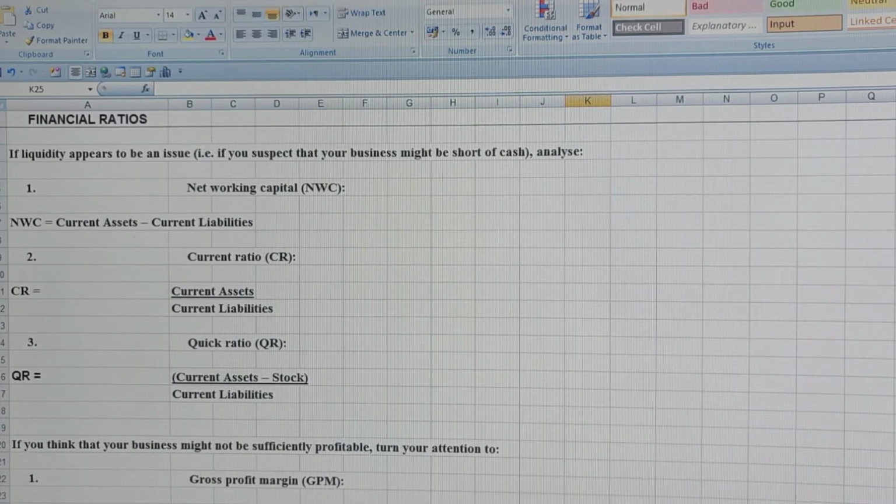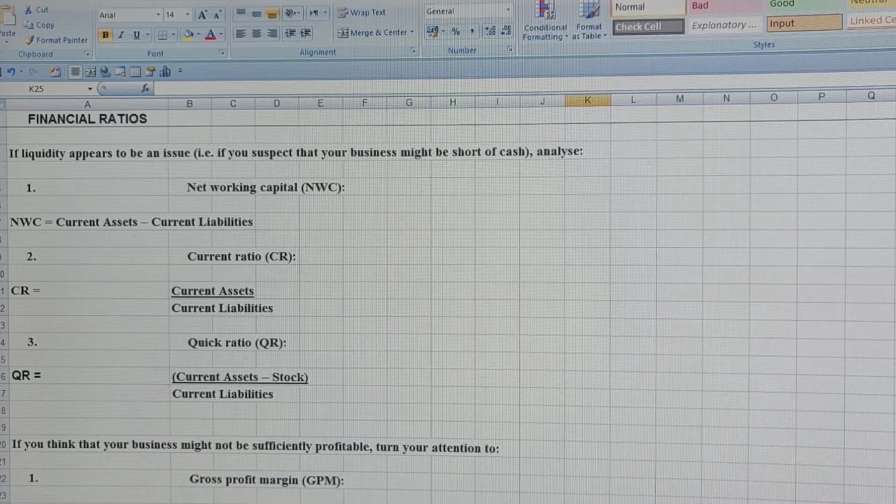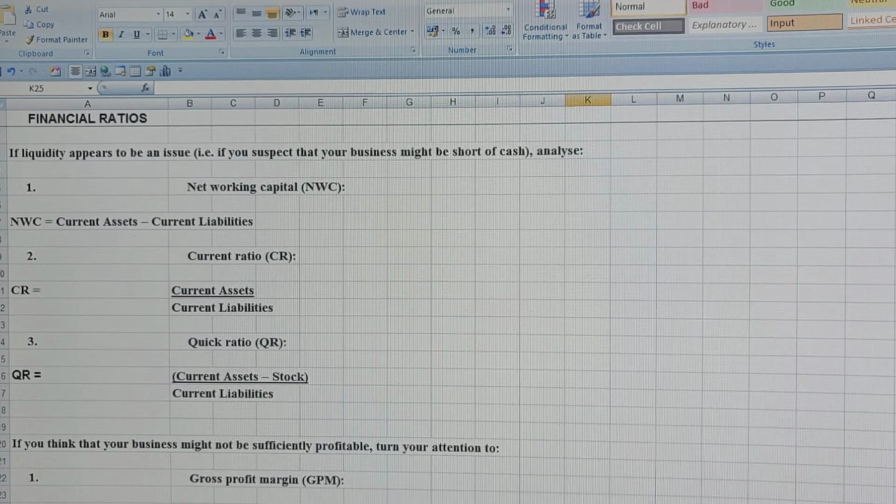Now, there are different kinds of ratios available to us, but you have to be very selective. Don't just calculate ratios. You have to calculate ratios that are relevant to the situation that you have come across in order to present a meaningful report to your audience, you see. Think about your audience.